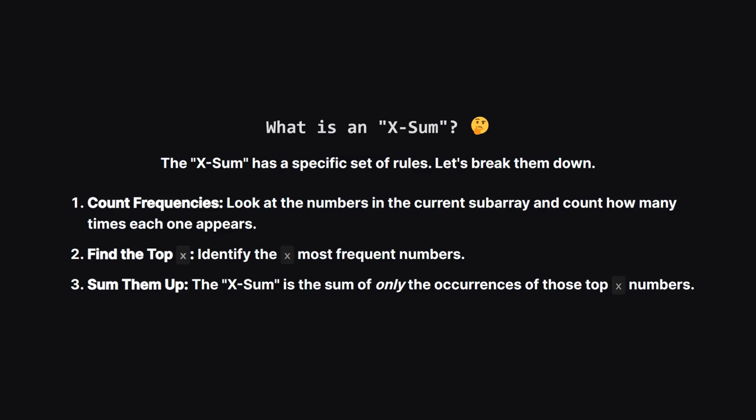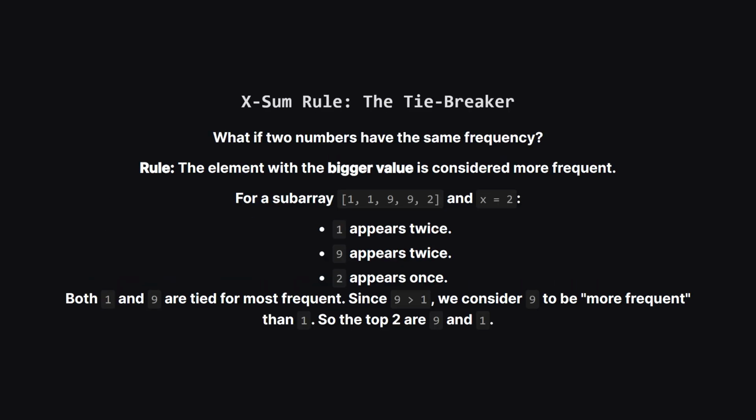First, we take our chunk of numbers, our subarray, and we count how many times each unique number shows up. Then, we find the x numbers that appear most often. The final x sum is just the total sum of only those most frequent numbers. Now you might be wondering, what happens if there's a tie? For example, what if two different numbers appear the exact same number of times?